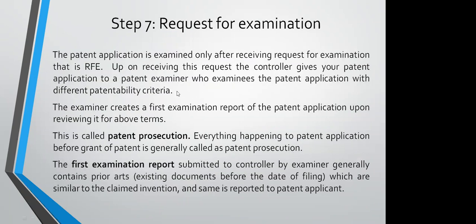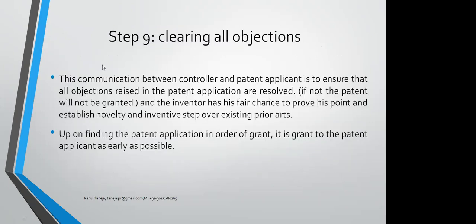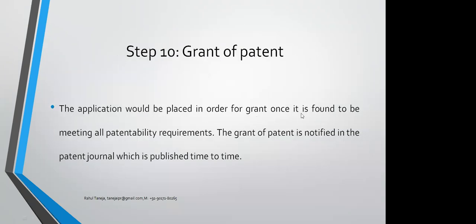Then you have to request for the examination within 48 months from the patent application. After that, first examination report will be submitted by the controller of patent examiner, and it contains prior documents and inventive step questions. You have to respond to all the objections raised by the patent examiner. After clearing all the objections, your patent will be granted.